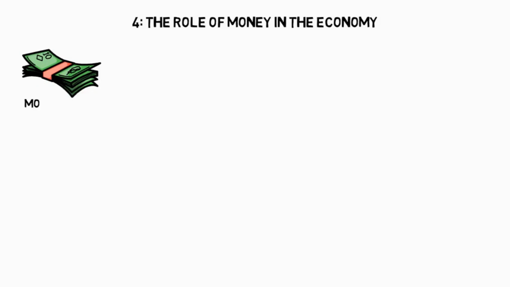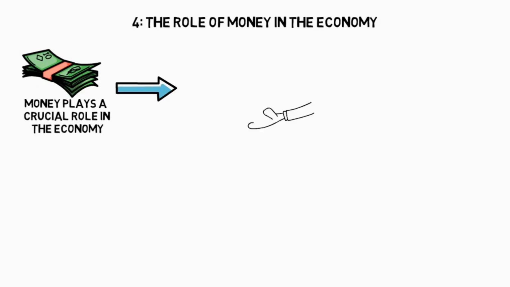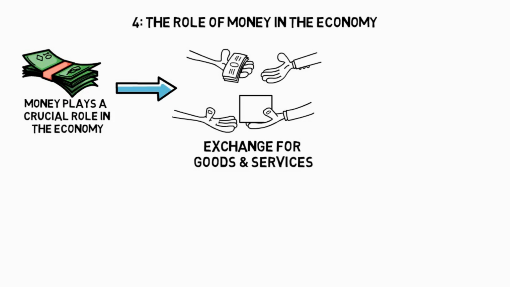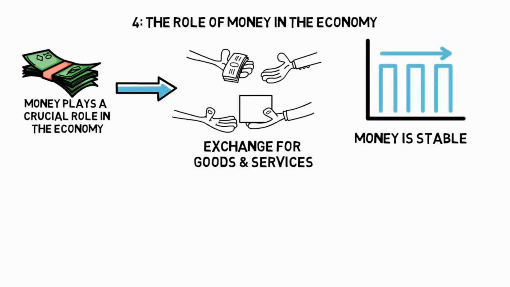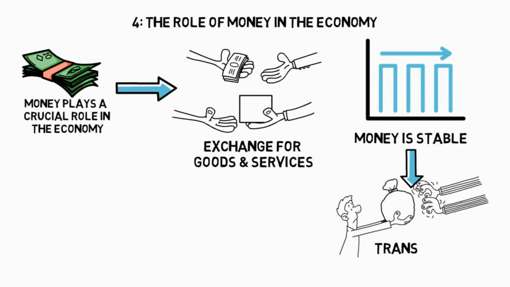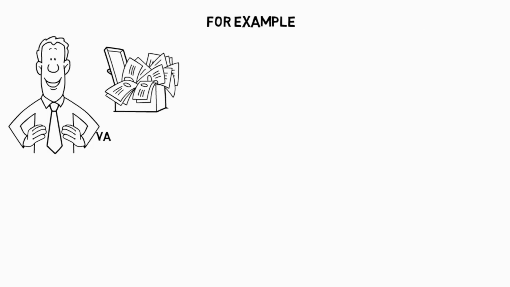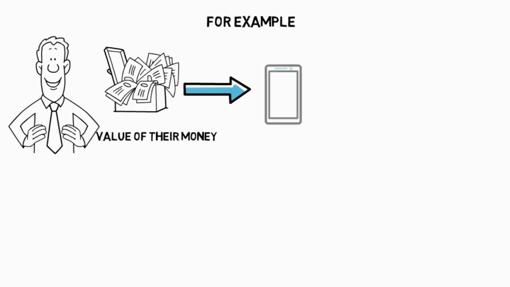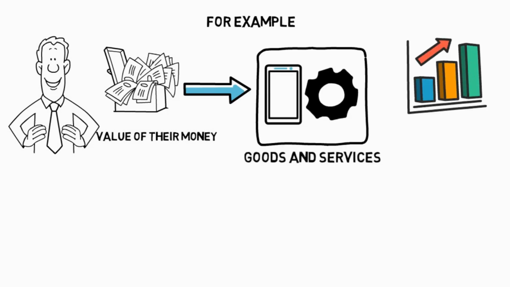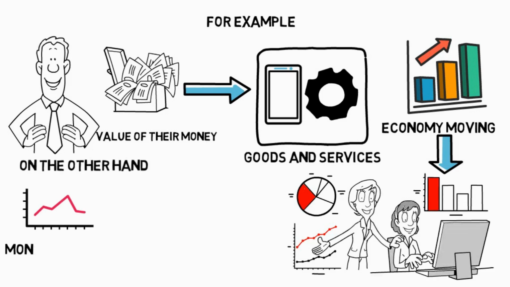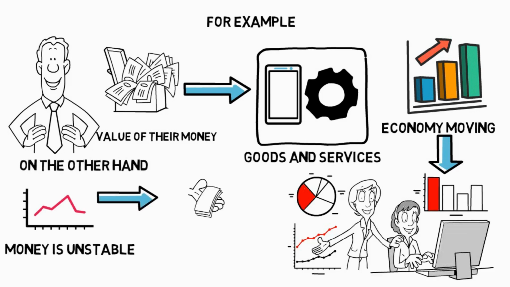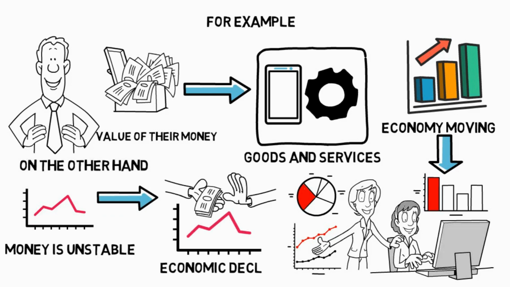The role of money in the economy. Money plays a crucial role in the economy by serving as a medium of exchange for goods and services. When the value of money is stable, people are more likely to use it to make transactions, which helps to facilitate economic activity. For example, in a stable economy, people are confident in the value of their money and are willing to use it to buy goods and services. This helps to keep the economy moving and allows businesses to thrive. On the other hand, if the value of money is unstable, people may be less likely to use it, which can lead to economic decline.